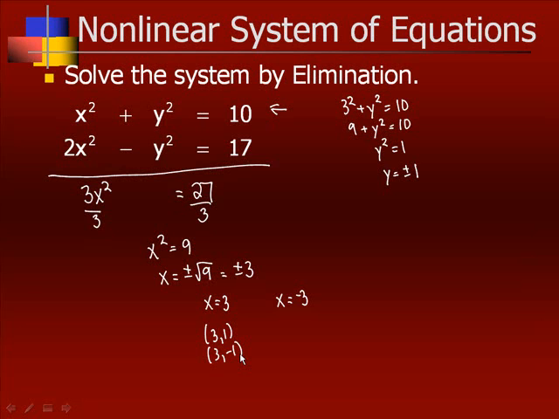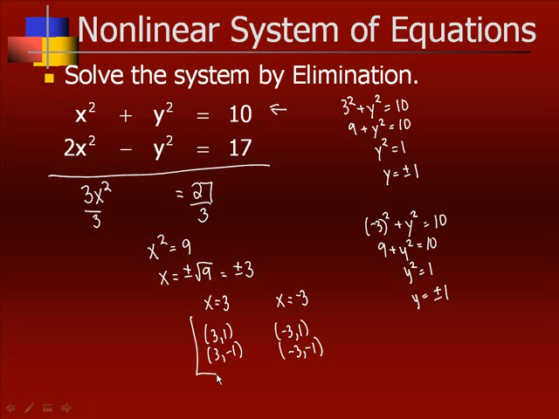Then when we do the same for negative 3, we would get negative 3 squared plus y squared equals 10. 9 plus y squared equals 10. Subtracting 9, so we get y squared equals 1. So y equals plus or minus 1. So we've got negative 3, comma 1, and we've got negative 3, negative 1. So in this case, we're actually going to have 4 ordered pairs that are solutions to this system.